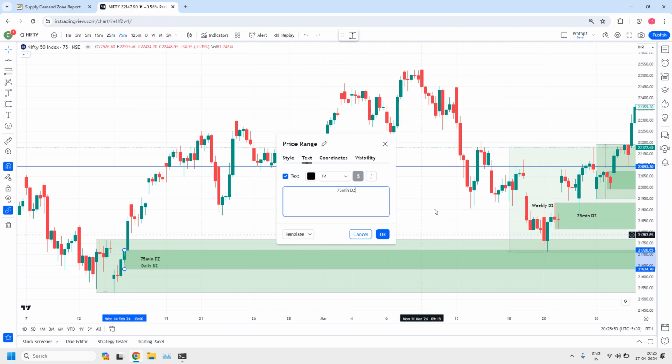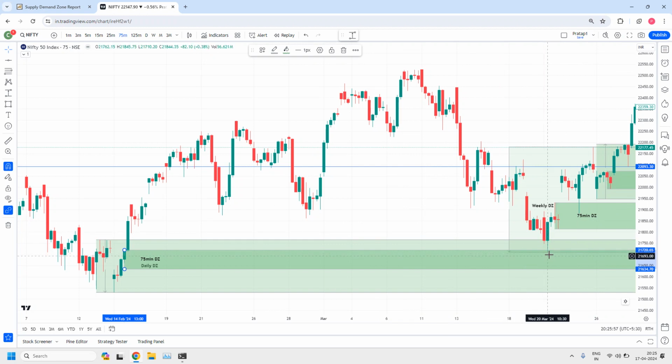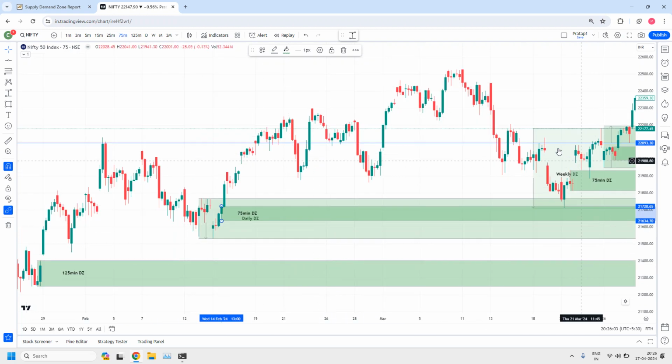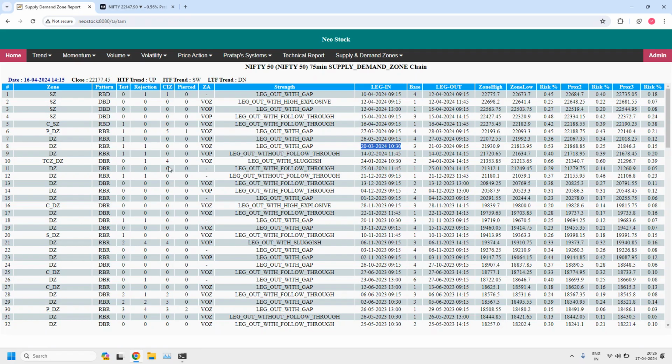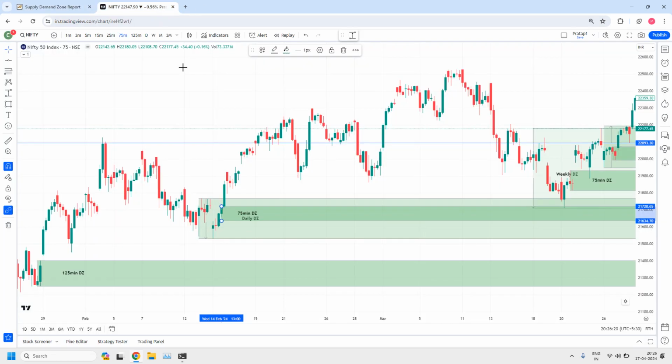To understand the strength of this, see, prices previously picked up the order from here, and this entire 75 minute zone was created. This was the order flow earlier. Why was this 75 minute zone created? But here below, there is one more zone, that is 24/1, 10:30.